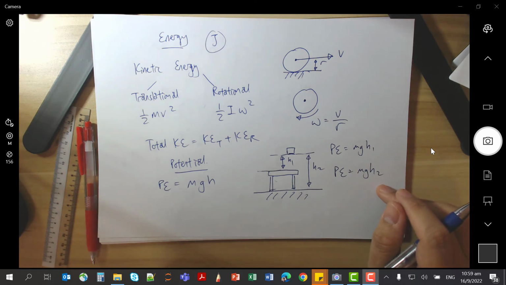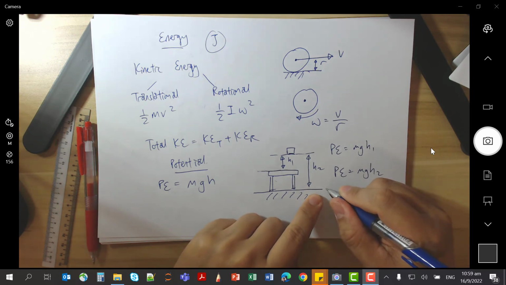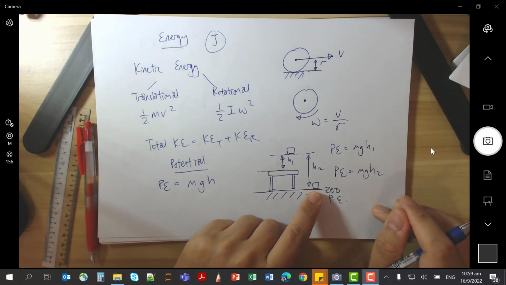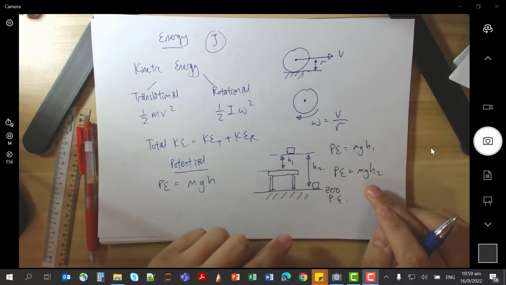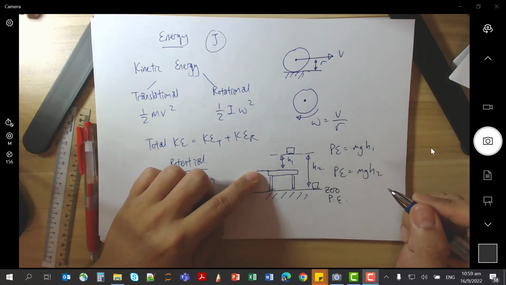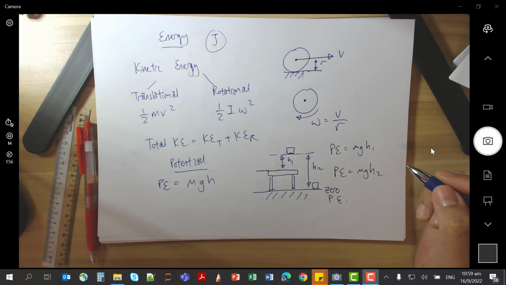What's the impact of this? If I define with respect to the ground, it means that anything at the ground has zero potential energy. So if I define the ground as zero potential energy, the object will have a potential energy of mgh2. If I define the table as zero potential energy, the object will have potential energy of mgh1. So the reference level, the reference line, is very important, and we will apply it in the actual questions later.